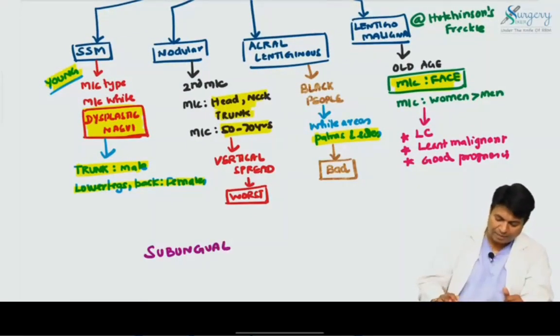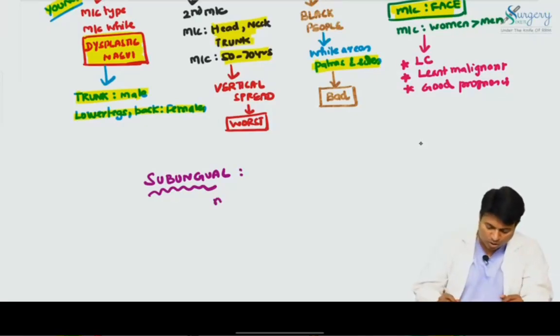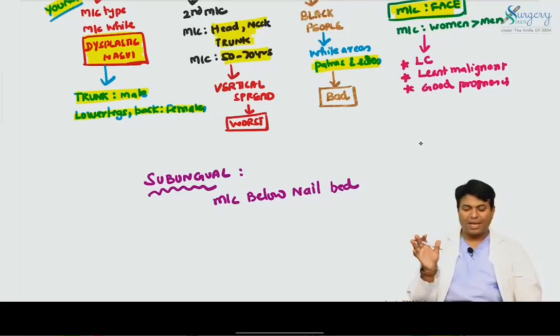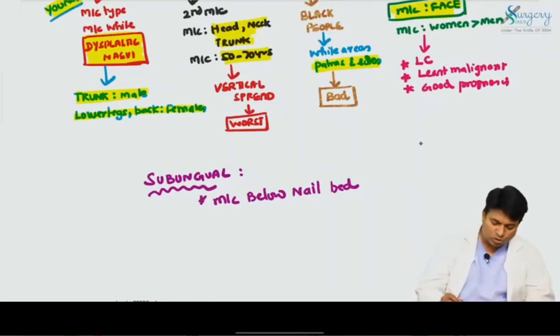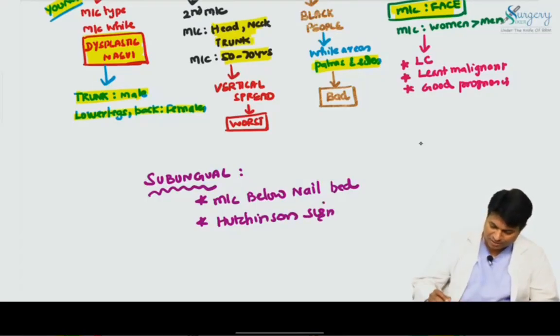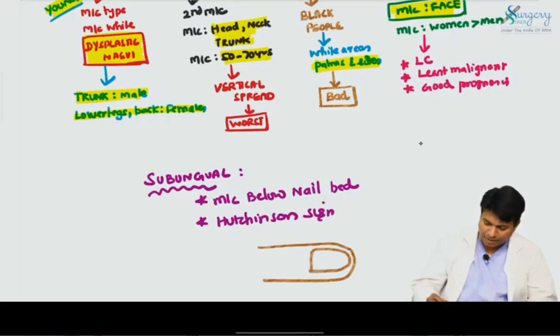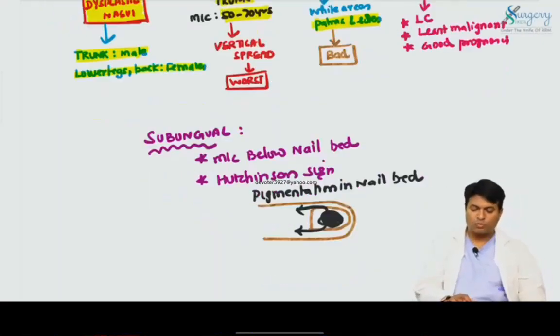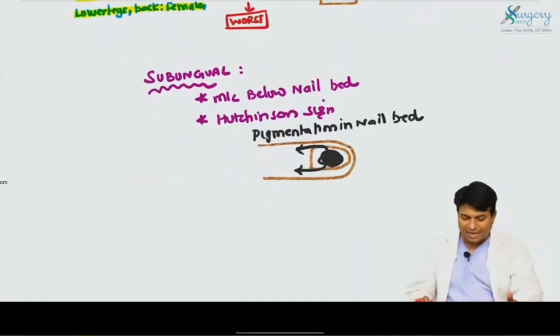What is subungual? Subungual means below the nail bed. It is most common below the nail bed. Many people think this is a hematoma and they even open it and let it out. Many times they will even resect it thinking it is a hematoma, and after a long time this will produce mets. It will produce one sign known as Hutchinson sign. What is this Hutchinson sign? This is a nail bed. If there is a melanoma below the nail bed, it will spread pigmentation to the nail bed like this. Pigmentation in the nail bed is known as Hutchinson sign. Please don't forget this. It is seen in subungual melanoma.